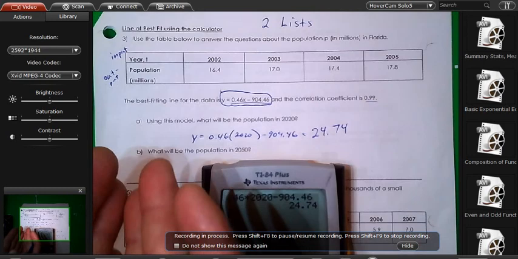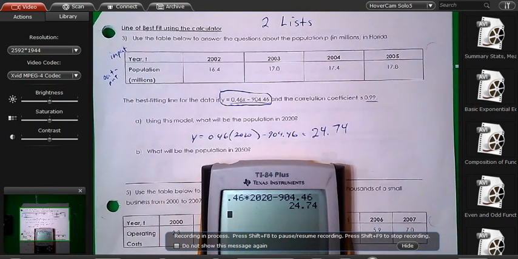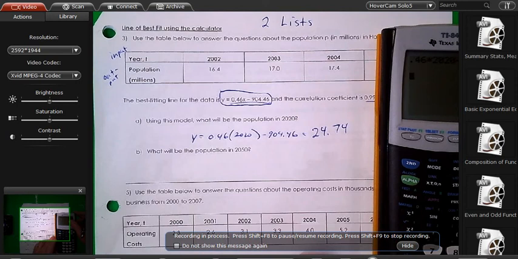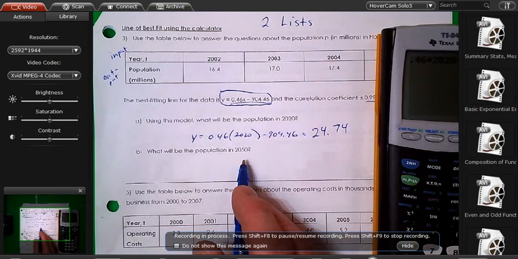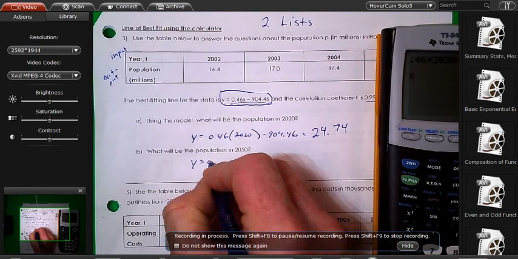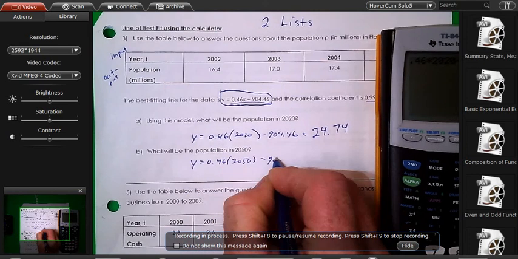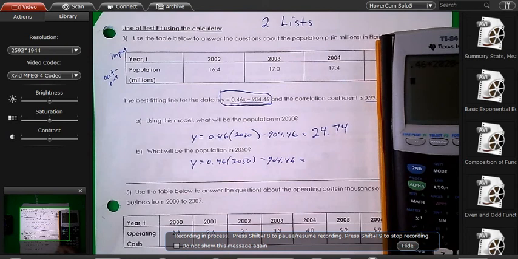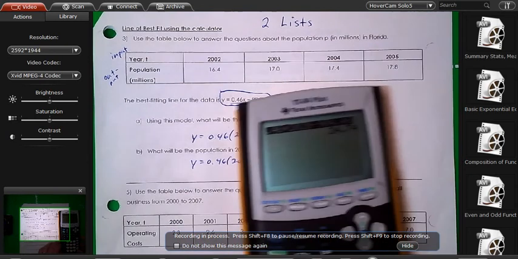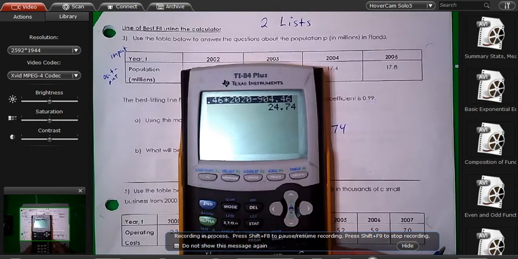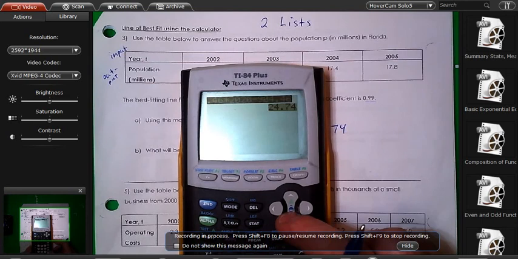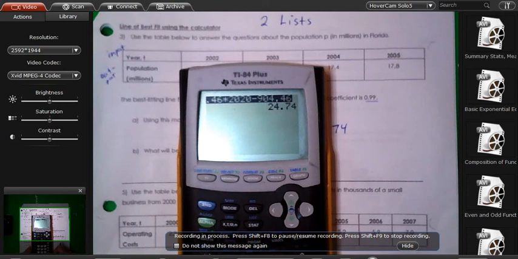All right, so let's do another one. What will be the population in 2050? So we do y equals 0.46 times 2050 minus 904.46. And what do you get? You can actually just use the same equation. So I use my same format, go up to where we plugged in 2020, press enter, and then change it to 2050. Press enter. What is it?